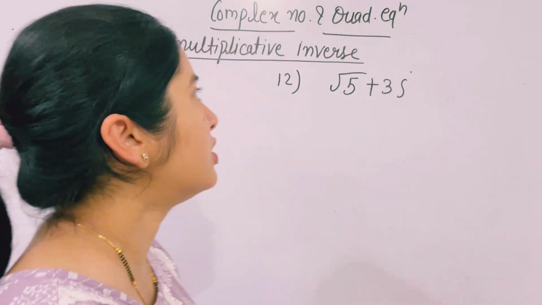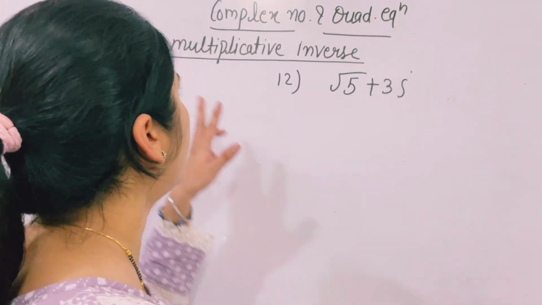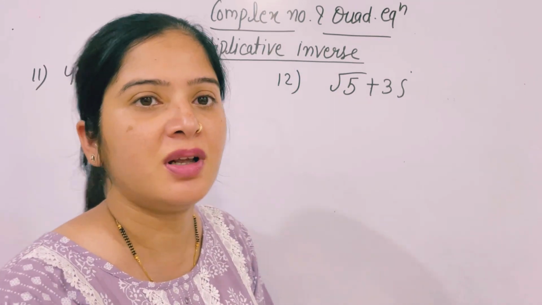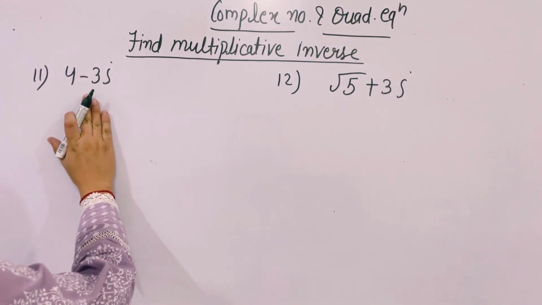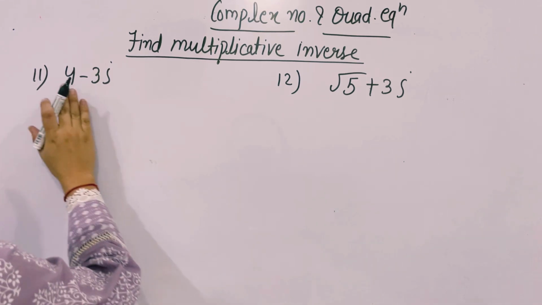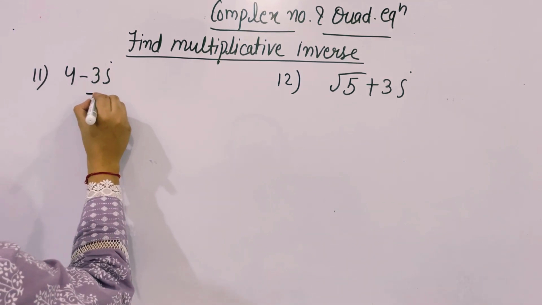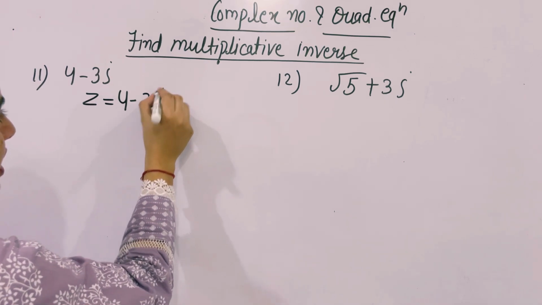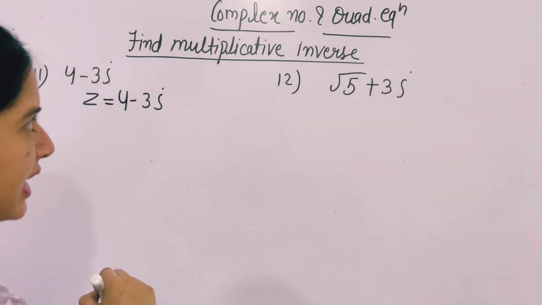Now we will do question number 11. We have to find the multiplicative inverse of the given complex number. Question number 11 is 4 minus 3 iota. It is a complex number. So first of all we will represent it as z equals. We have to find the multiplicative inverse.